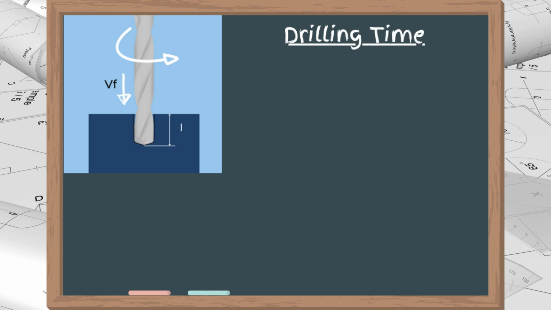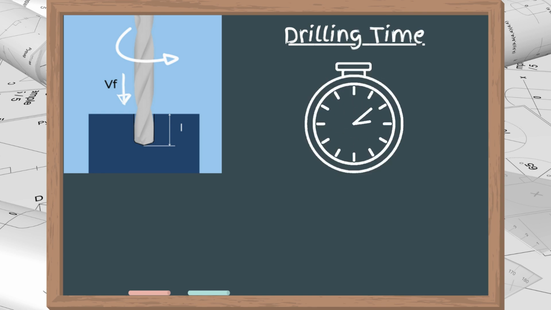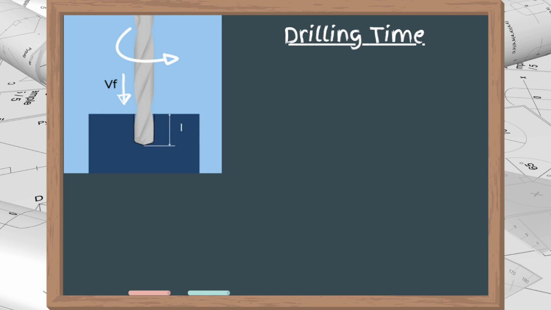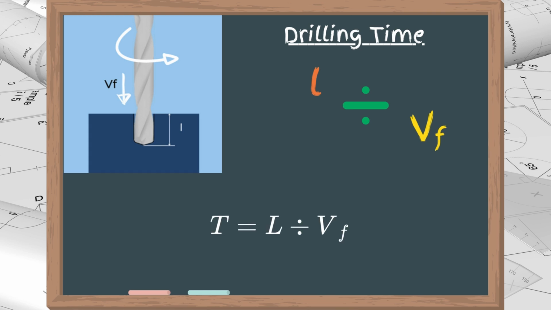Lastly, we will look at the formula to calculate how long it takes to drill a hole. The penetration rate we discussed earlier comes in handy, since the time is simply the depth of the hole divided by the penetration rate. So, T equals L divided by Vf.